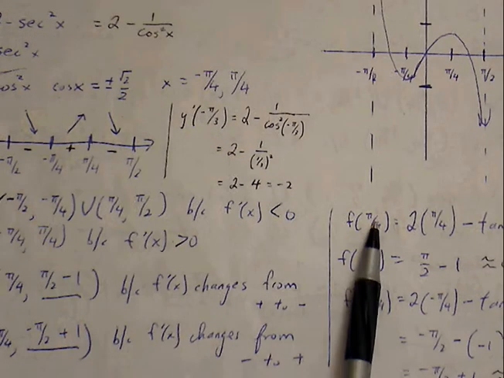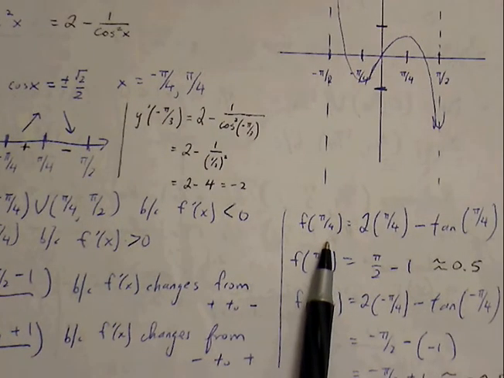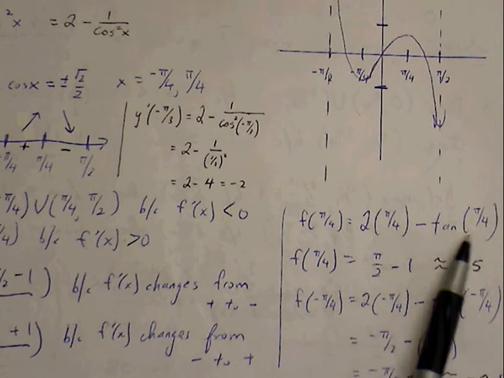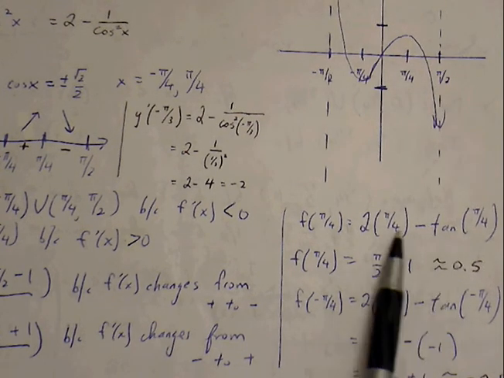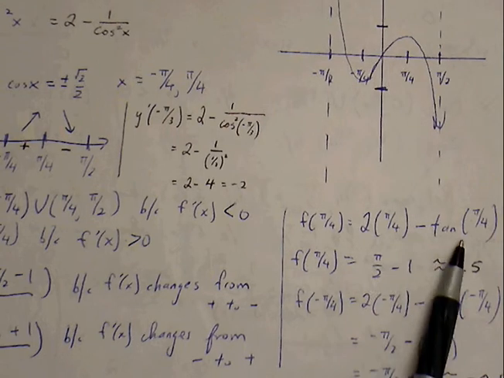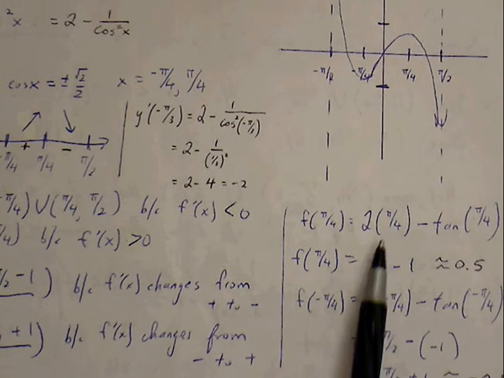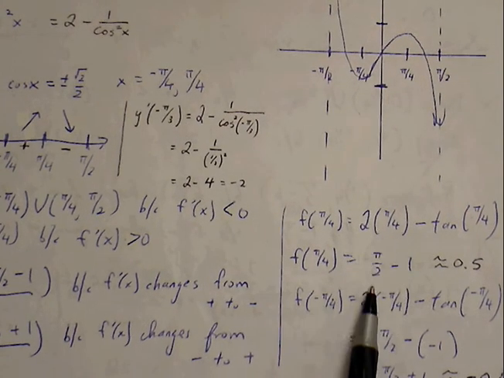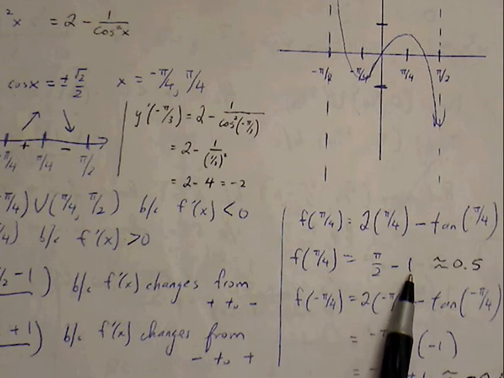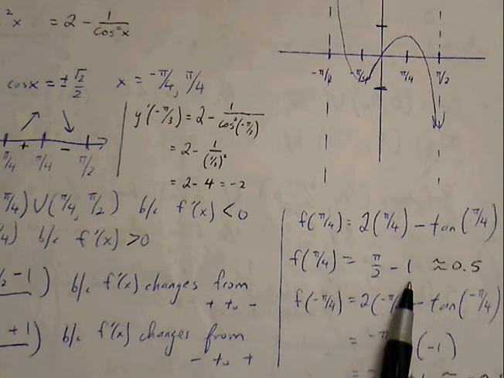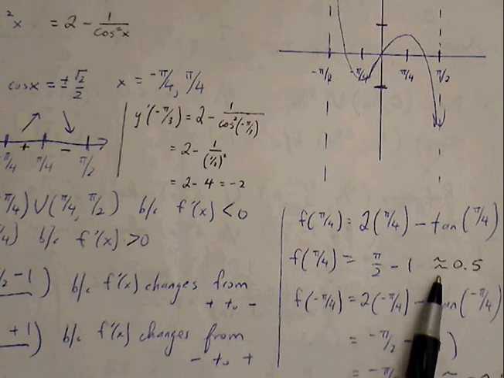So, π/4 into the original function: 2 times π/4 minus tangent of π/4. So this is plugging π/4 into my original equation, right? 2x minus tangent of x. This reduces to be π/2 minus 1. Tangent of π/4 is 1. π/2 minus 1.